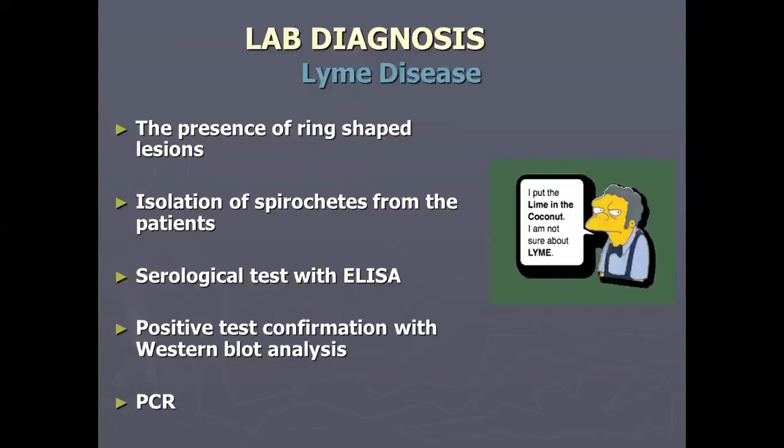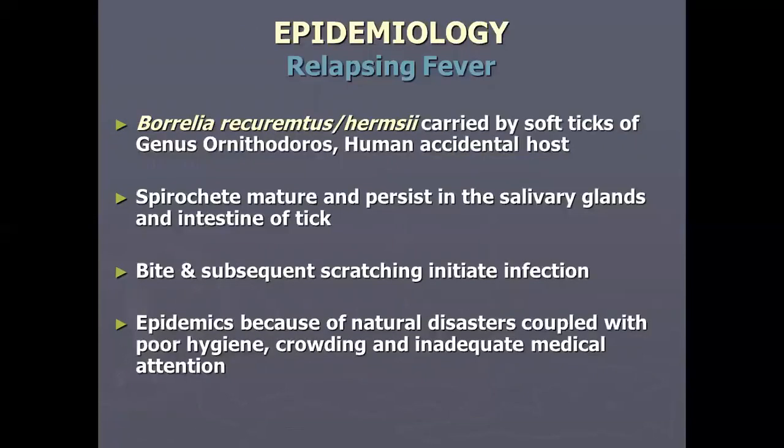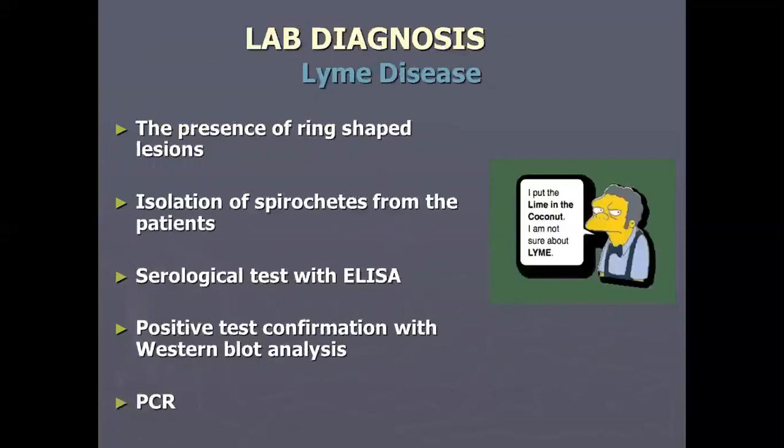The diagnosis of Lyme disease is very easy, based on the clinical signs and symptoms and the travel history of the individual, and the presence of the ring-shaped lesions, which are very common. Isolation of the spirochetes from the patient is hardly attempted. But if we have to, we need highly enriched media that contain blood and tissue extract. Serological testing with the help of ELISA and other agglutination tests is very common. Positive test confirmation is always done with the help of Western blot analysis.